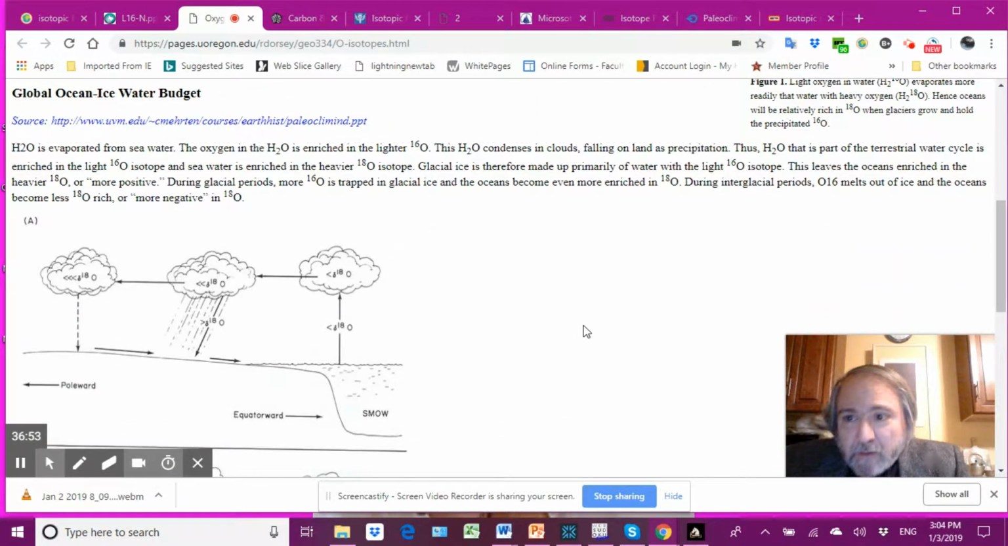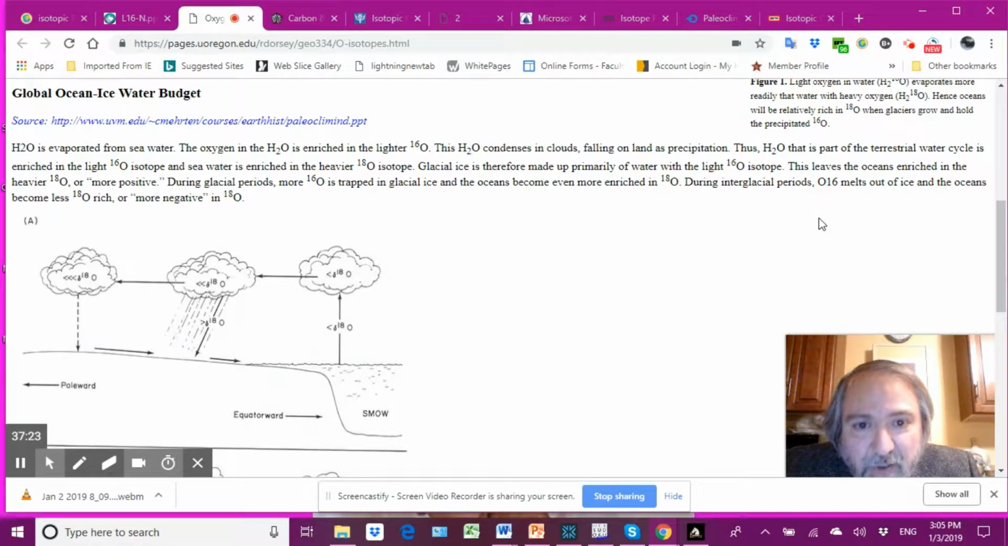So now, if we look at the global ocean ice water budget, water is evaporated from seawater. The oxygen in this water is enriched in the lighter 16. This condenses in clouds, falling on land as precipitation. I've already discussed that. Thus, water that is part of the terrestrial water cycle is enriched in the light 16 oxygen isotope, and seawater is enriched in the heavier 18 oxygen isotope.